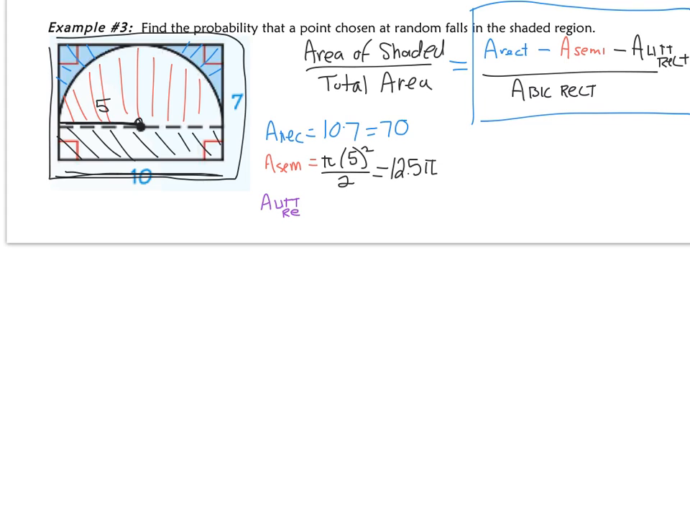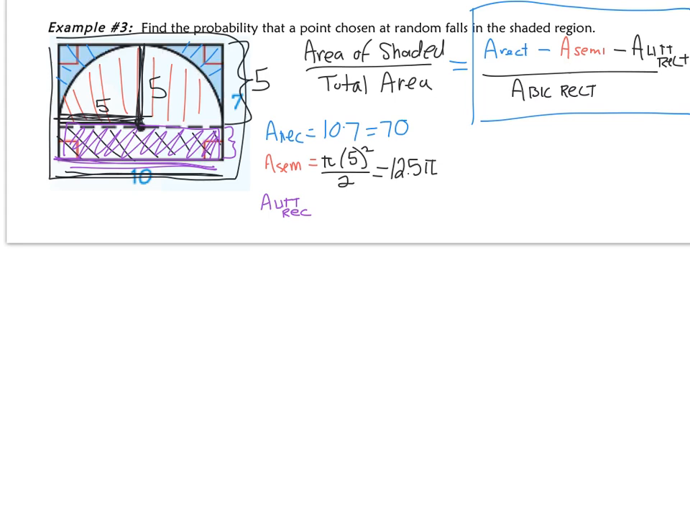Rectangle. So this piece down here, I know its length is 10. It's the same as the entire big rectangle. I need to find this width over here. Well, let's consider this circle and its radius. If I take this radius and I move it and put it up, it's still going to be the same length. It's 5. So from this point to this point is 5, right?